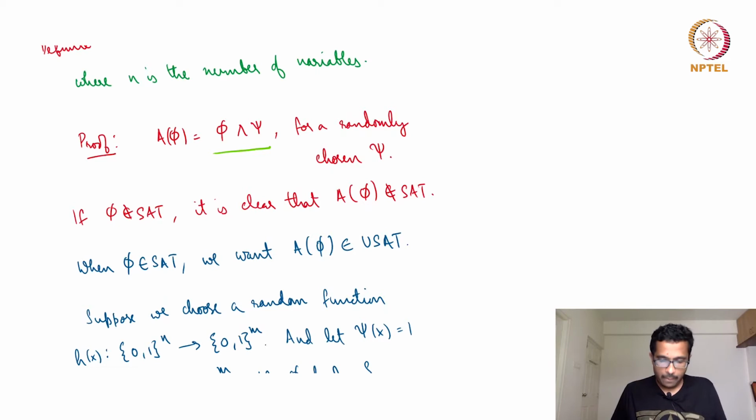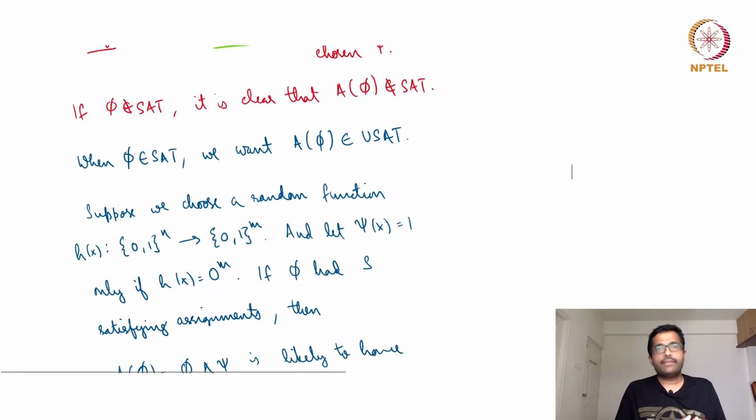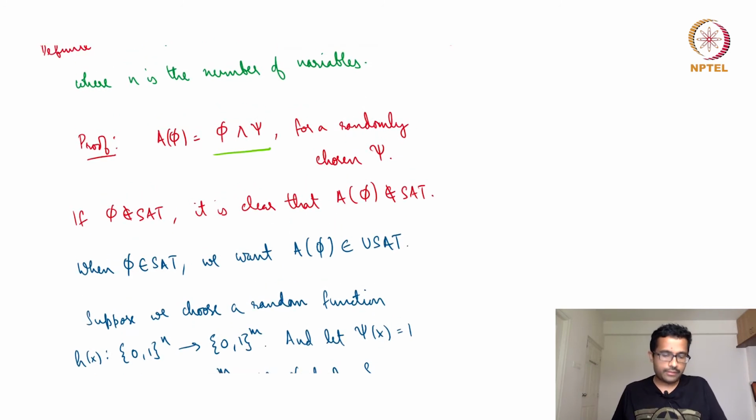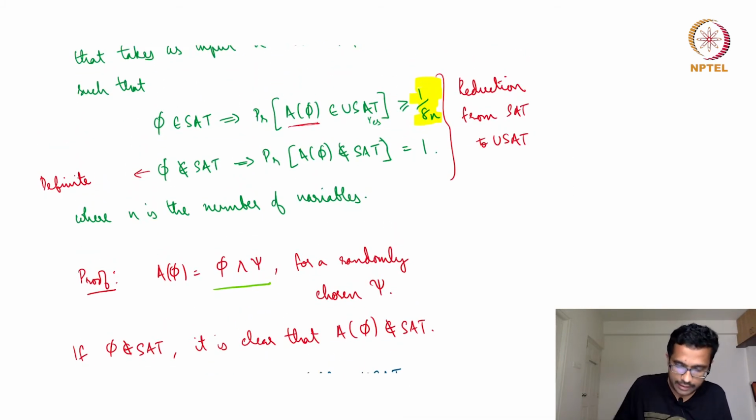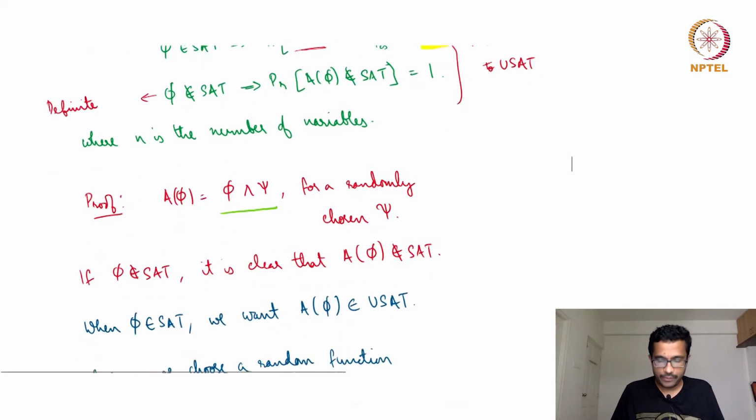So what is the idea here? I'll first tell you the very high level idea. Think about satisfying assignments. There are 2 power n possible assignments, so let it have n variables. I missed saying this: n is the number of variables. So this 1 by 8n has n, where n is the number of variables. So there are 2 power n assignments possible, satisfying, non-satisfying, whatever.